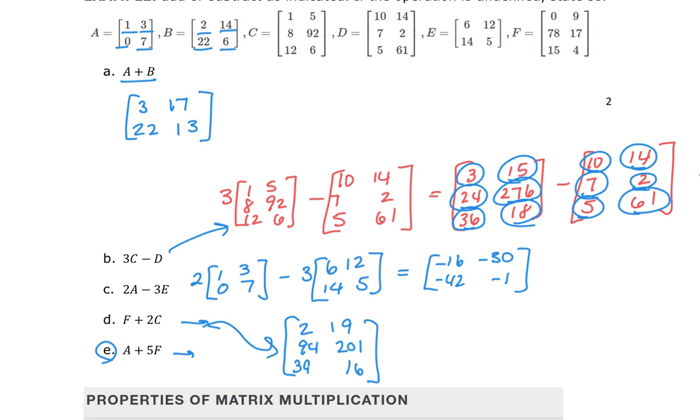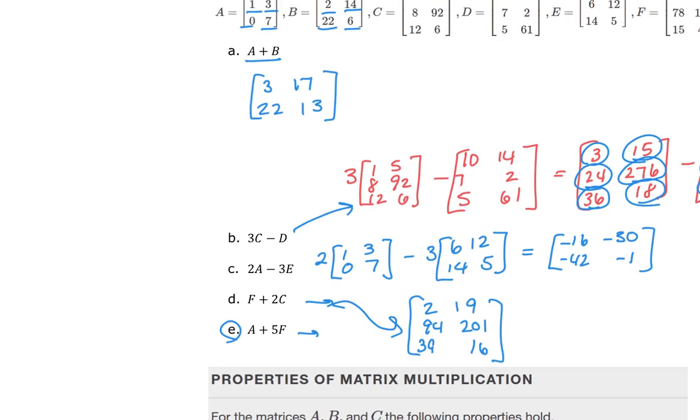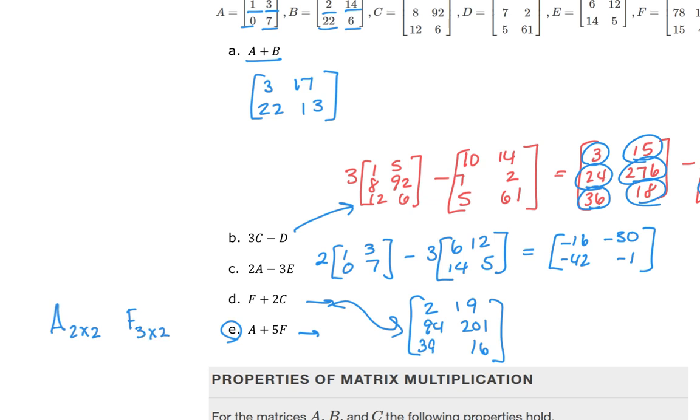Now E, I said I wanted you to do D before you did E. The E is one you can't do. Why? Because A is a 2 by 2, 2 rows, 2 columns. F is 3 rows, 2 columns. These don't match, so you can't actually do those. So you can't actually add those because they don't match. The sizes don't match.